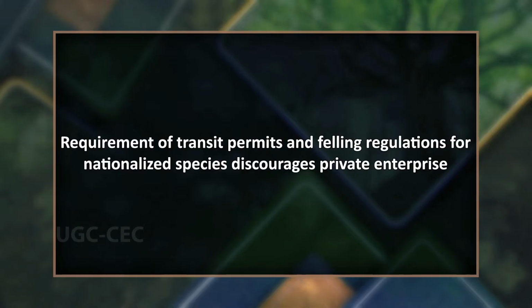There are several bottlenecks for forestry enterprises in India. These include government control over profitable forest produce, constraining regulations, lack of credit availability, poor technologies, and low value addition. The requirement of transit permits and felling regulation for nationalized species discourages private enterprise. Forest-based communities should be trained as processing and value addition entrepreneurs.